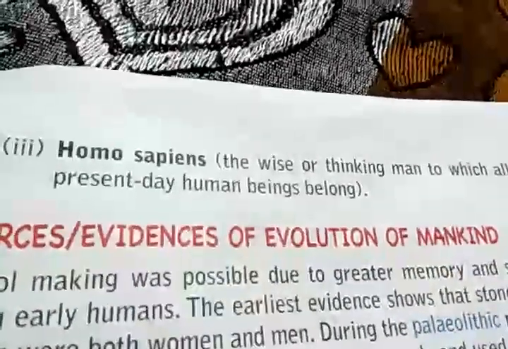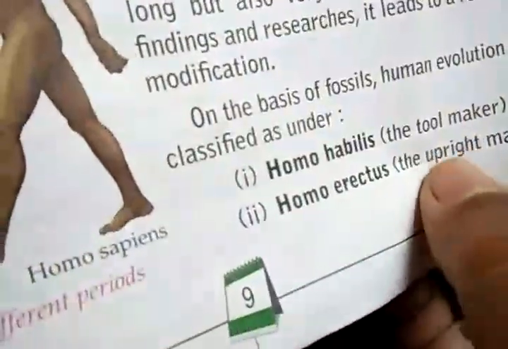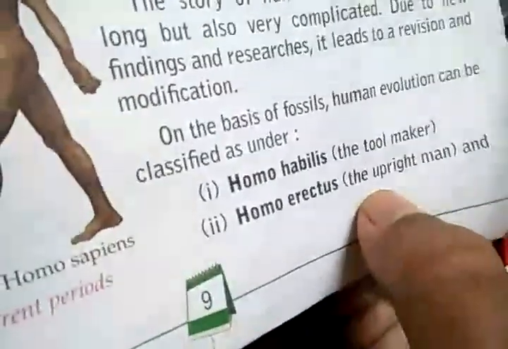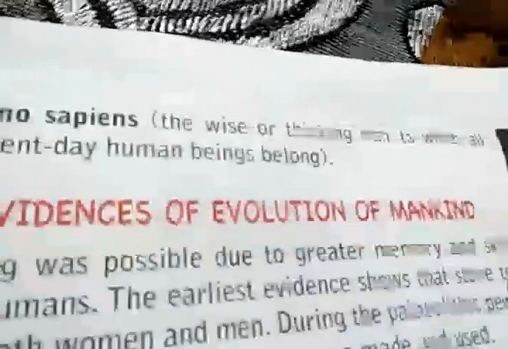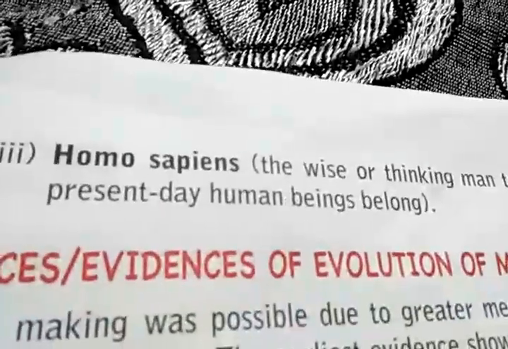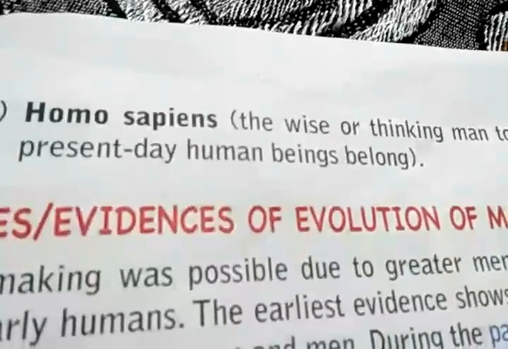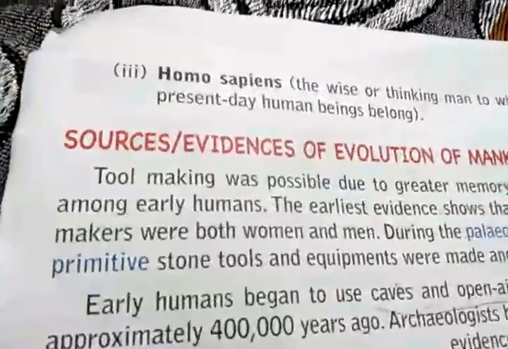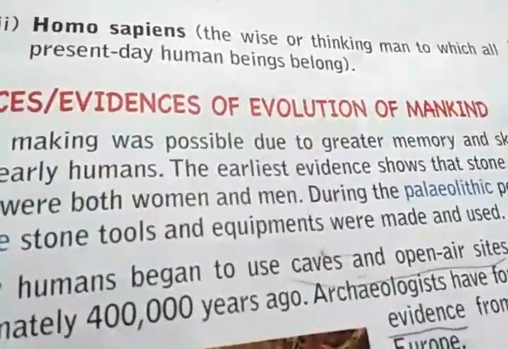So these are the three stages we studied on the basis of the fossils. What are these three stages? First stage is called Homo habilis, the tool maker, then Homo erectus, the upright man, and the Homo sapiens, the wise or thinking man to which all present day human beings belong. Did you understand? Now, after this, one more part is there, sources or evidences of evolution of mankind.